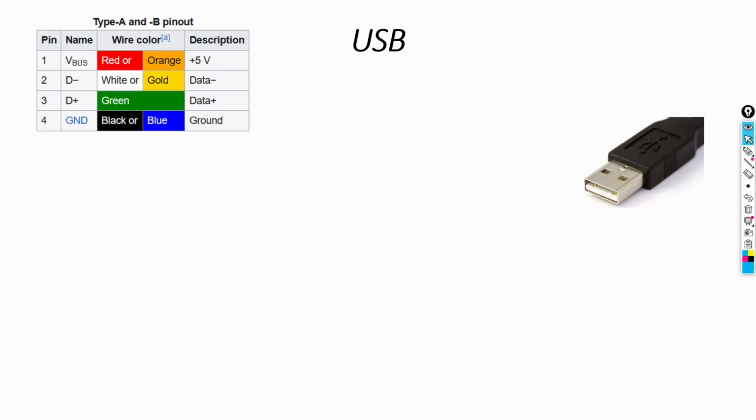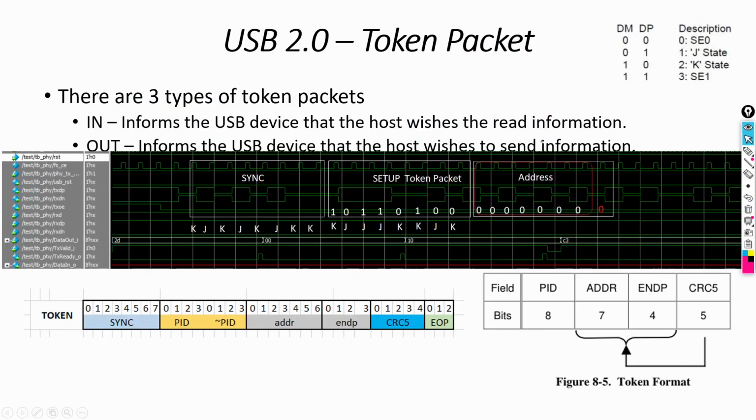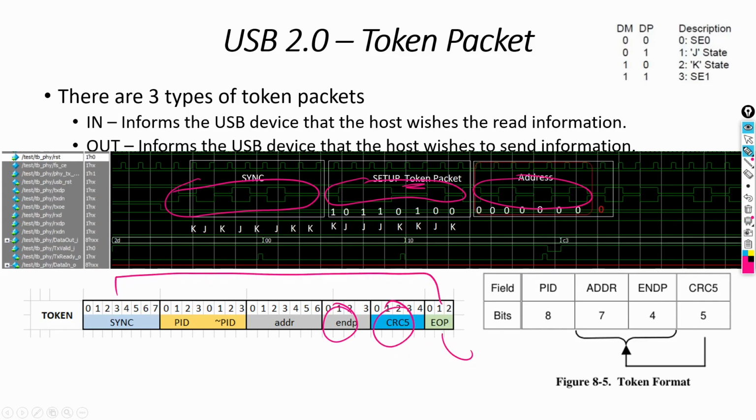If you want to see the waveform, let me show it to you. Now how do you interpret what it is? We'll see how to get this sync. We'll see this as a setup token, and how to understand whether this is a setup token or not. What is the address, endpoint, CRC, and this EOP. This EOP and sync will be added by the PHY, and this we will generate from our TB.